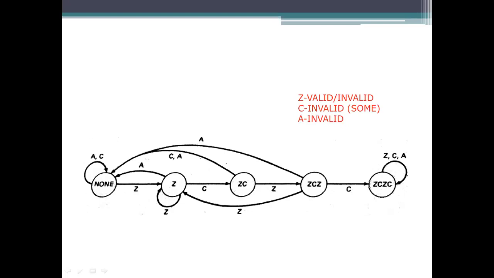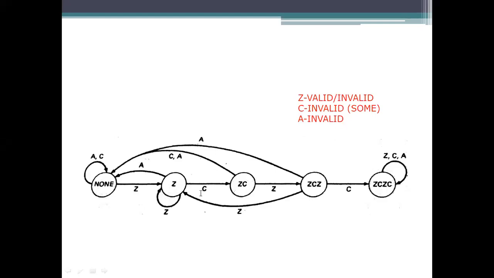The transitions we consider here are from none to Z, Z to ZC, ZC to ZCZ, and then ZCZ to ZCZC. These four transitions will take you to the final state, which means detecting the string has been successful. If not, what has to be done? We need to take these other things.